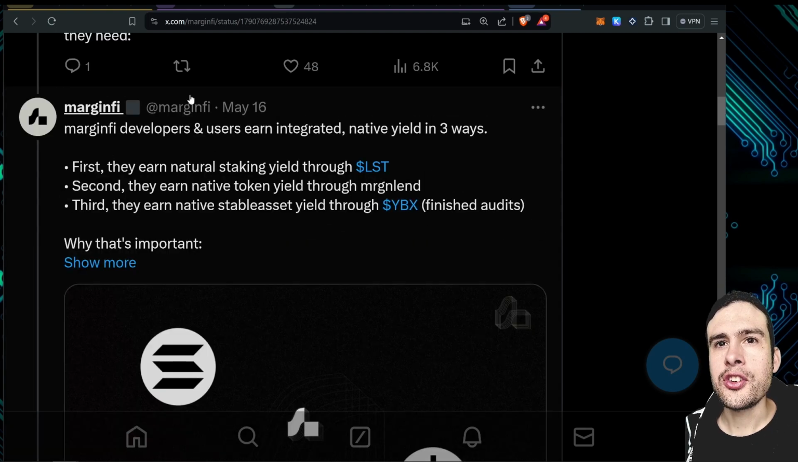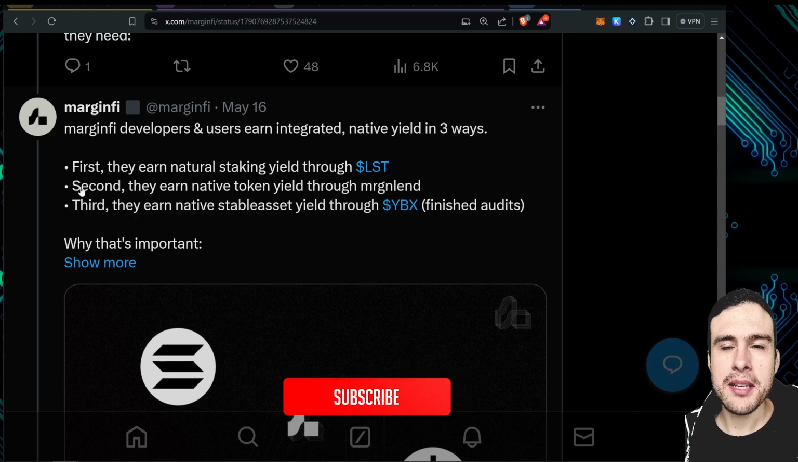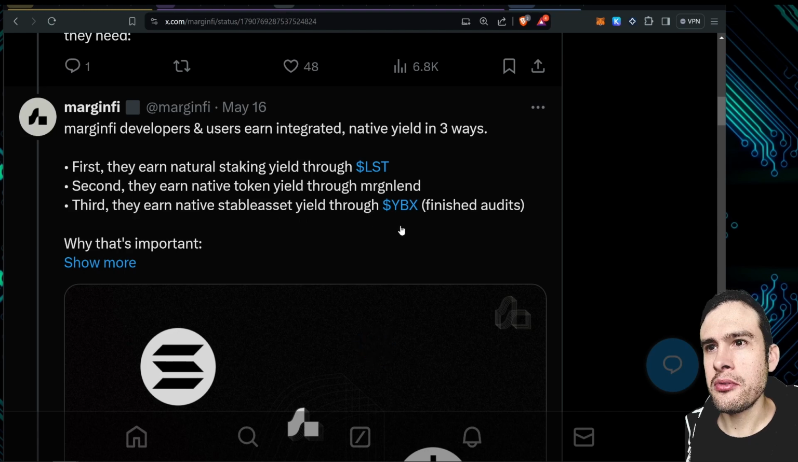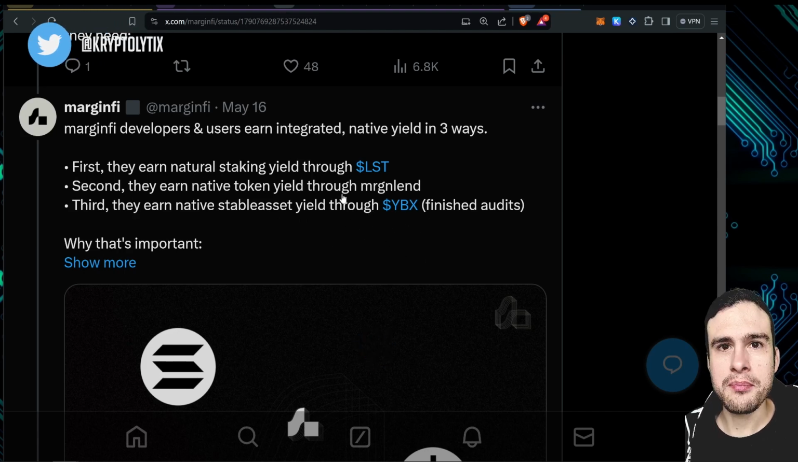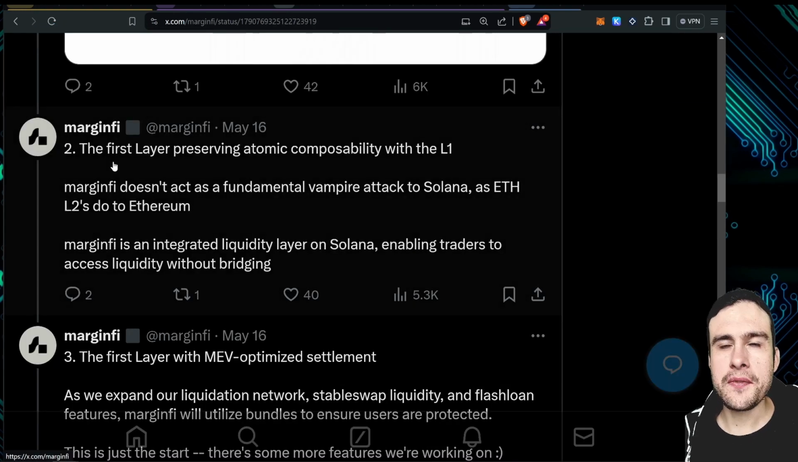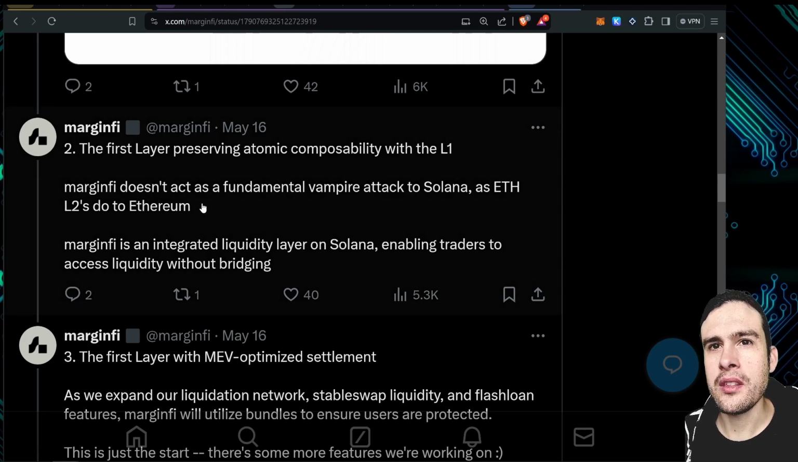So that's pretty cool. You can earn yield from staking through their LST, which did have a depeg recently. The second way is to earn native token yield through MarginLend, which is their money market. Third, you can earn native stable asset yield through YBX, which is their rebased stablecoin that has real yield baked into it, right? It's an RWA narrative, or real asset narrative. And the purpose of this is it preserves the atomic composability of the L1. So it doesn't need to scale into an L2 scaling solution, all that sort of stuff that we're seeing for Ethereum, for example.